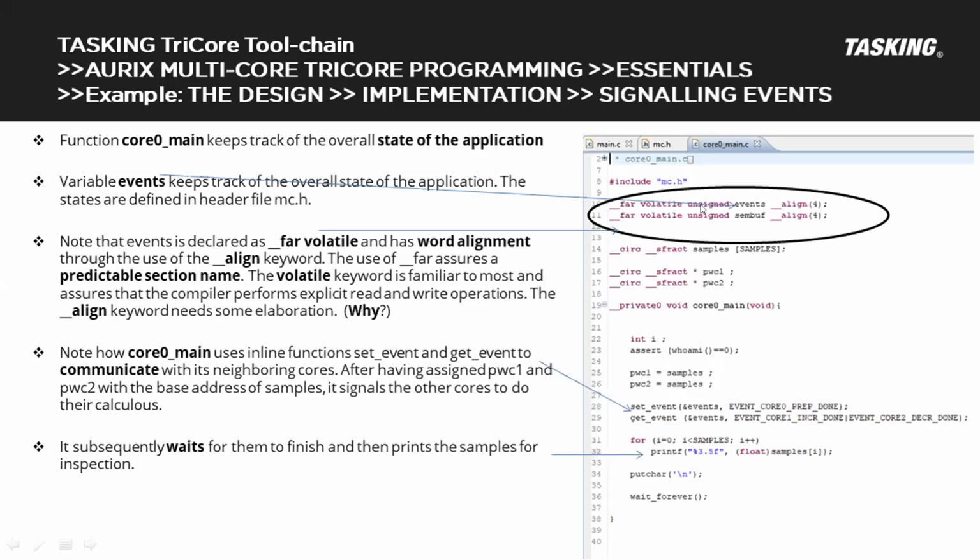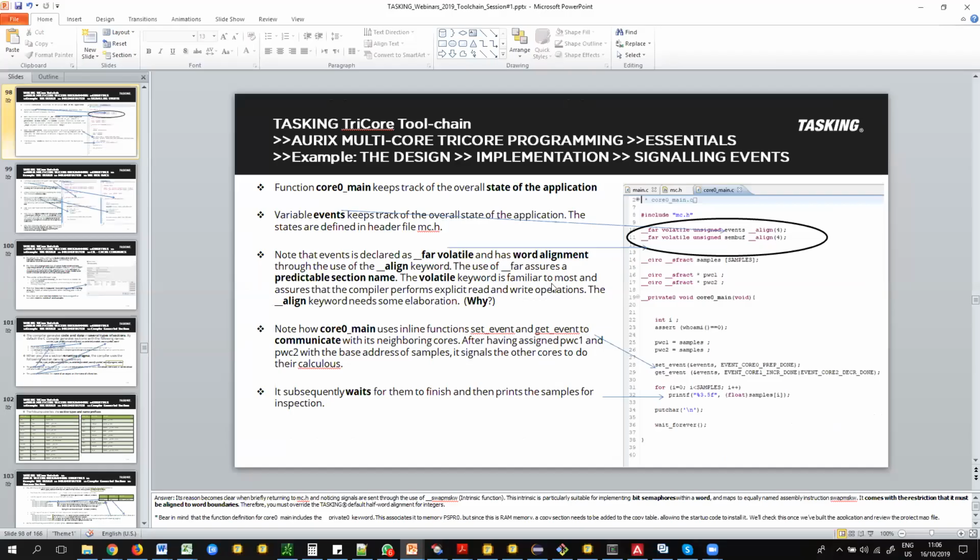Unsigned means unsigned, so that means it's always positive. Then underscore align, and then I assigned the value 4 for the alignment. So that means this data object will be aligned on 4 bytes. Why did I do this? Maybe I could show it to you better in the code.